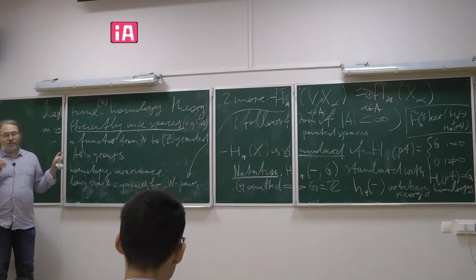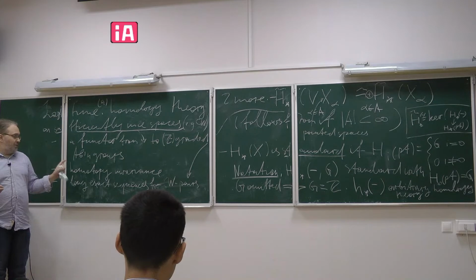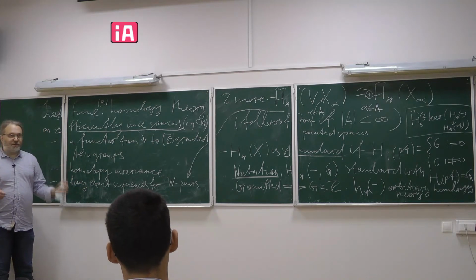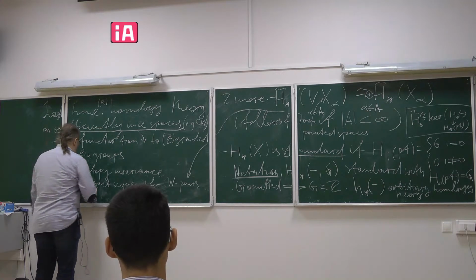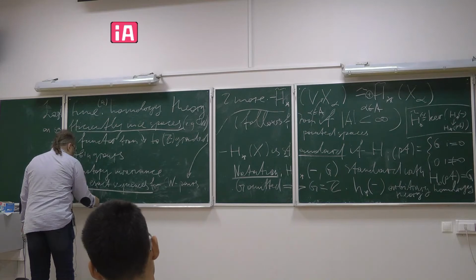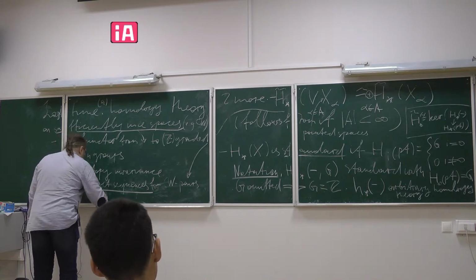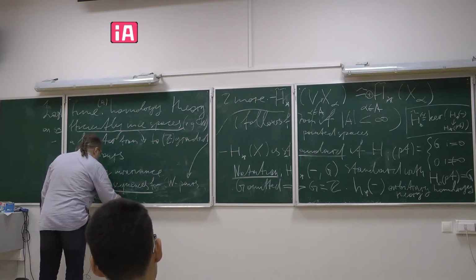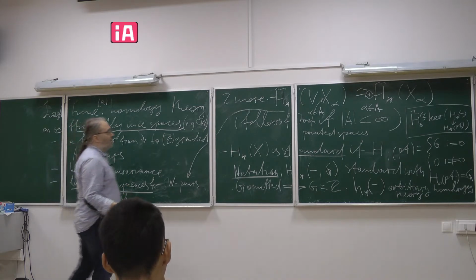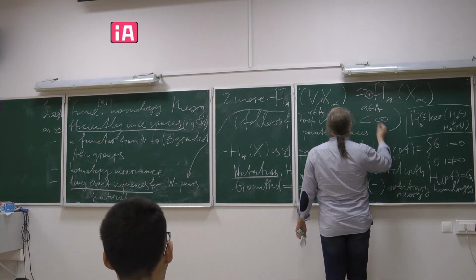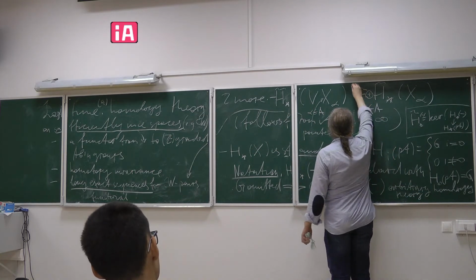Before I erase everything, I would like to say a few more things. The long exact sequences in the second property should be functorial. And this isomorphism should be a natural transformation.